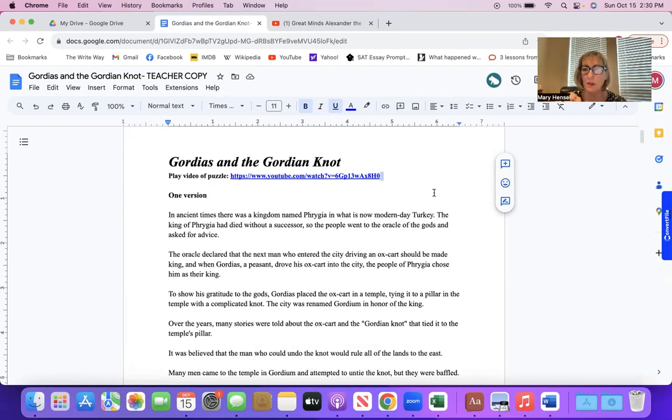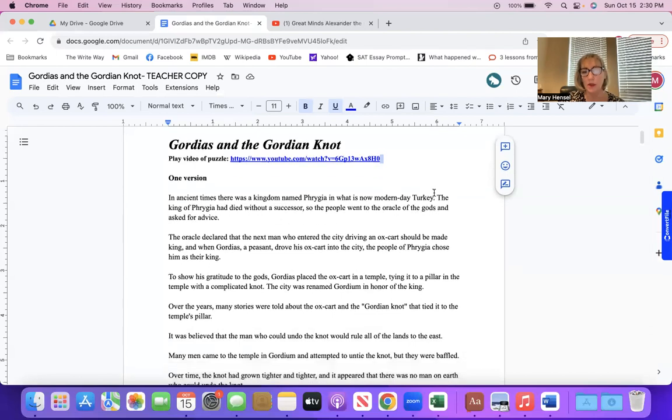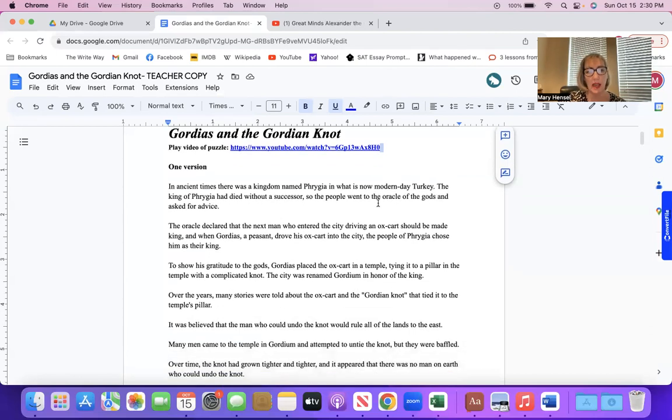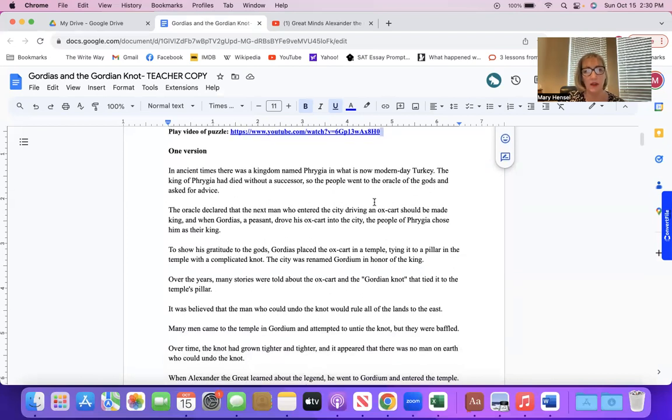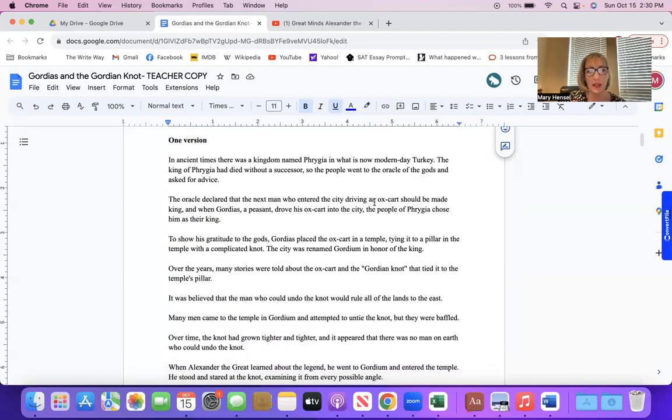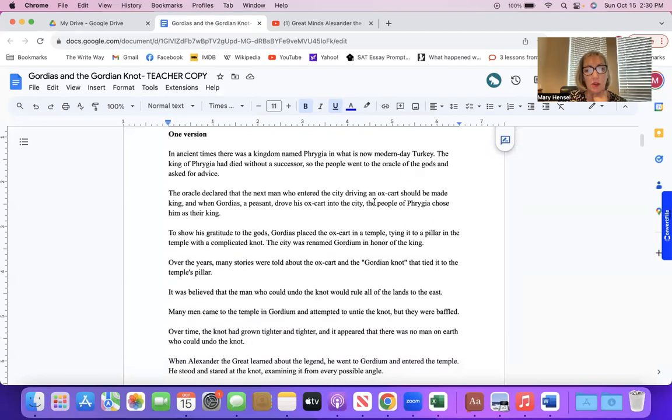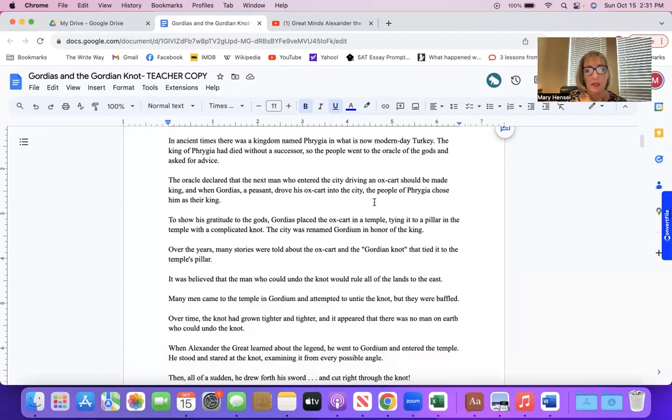So I'm going to read version 1. And then I'm going to pause, and then I'm going to read version 2, and then we'll do an analysis of the story. Okay, here we go. Gordias and the Gordian knot. In ancient times, there was a kingdom named Phrygia in what is now modern-day Turkey. The king of Phrygia had died without a successor, so the people went to the oracle of the gods and asked for advice. The oracle declared that the next man who entered the city driving an ox cart should be made king.